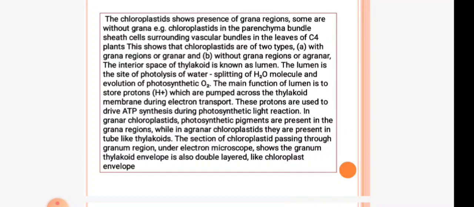In granar chloroplastids, photosynthetic pigments are present in the granar region. In agranar chloroplastids, they are present in tube-like thylakoid structures. The section of the chloroplastid passing through the granum region under the electron microscope shows the granum thylakoid envelope is double layered like the chloroplast envelope.